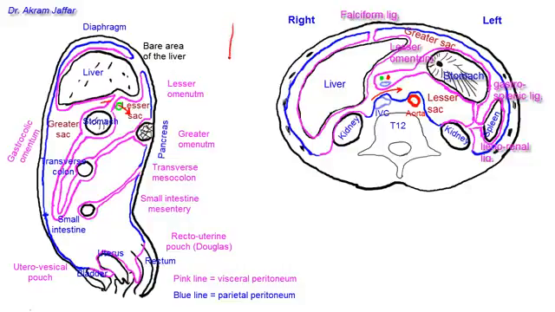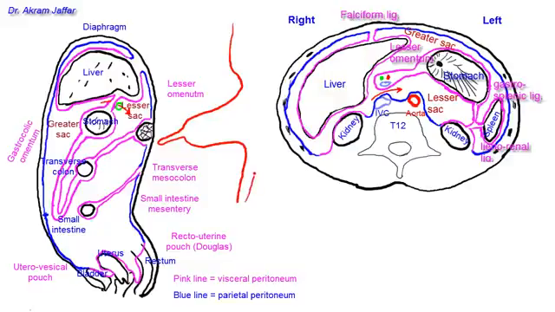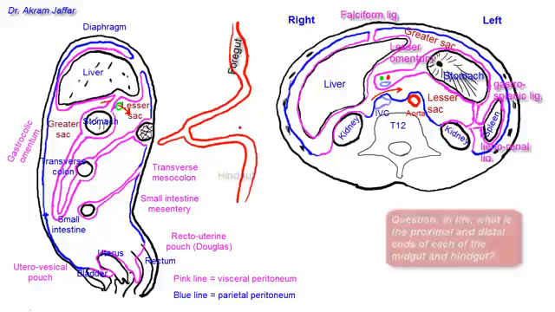The gut starts as a single tube, and this tube starts to have dilatations. It has some folding, but originally it is a single tube. So this is the gut tube here. Here is the distension that is going to form the stomach, and it is divided into foregut, midgut, and hindgut.